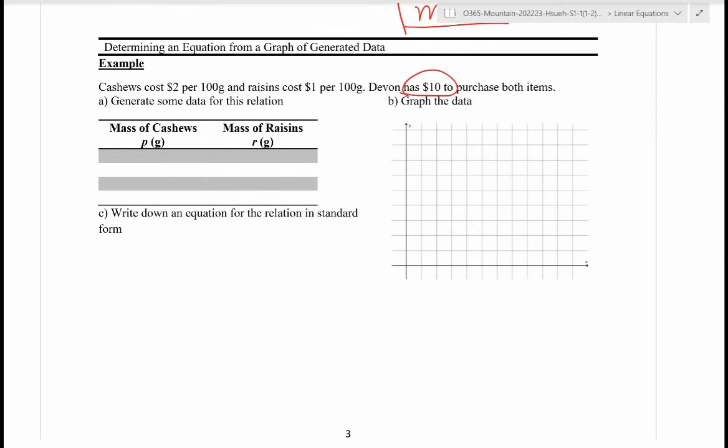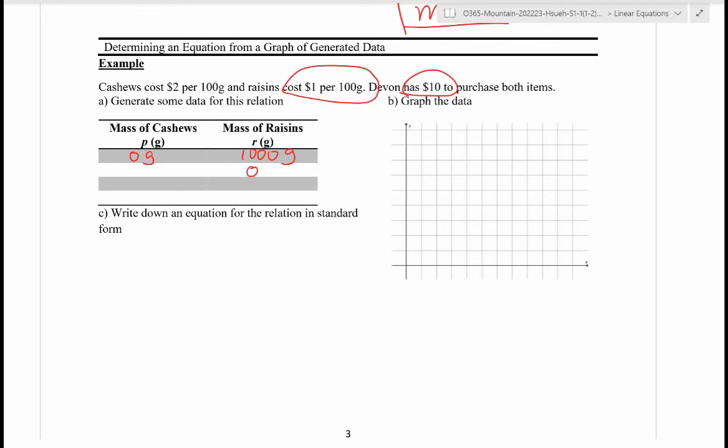Okay, so the easiest way to do this is, well, what if I'm buying 0 grams of cashews? Well, in that case, how many grams of raisins can I get? Well, for raisins, it costs $1 for every 100 grams. Well, because I have $10, that means I can buy 10 times that, right? I can buy, because each dollar I can buy 100 grams, so for $10 I can buy 1,000 grams.